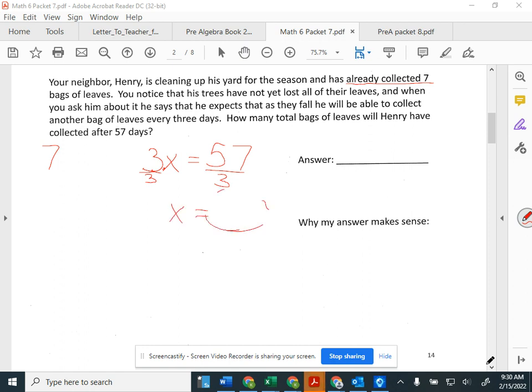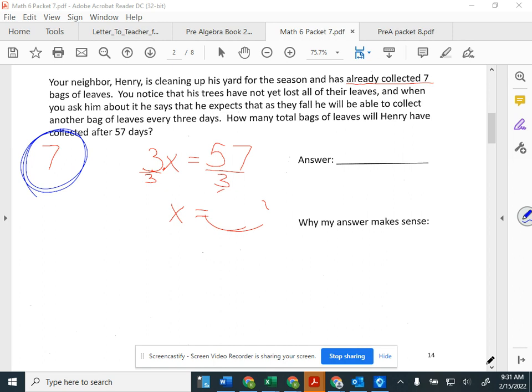But what x equals when I divide 57 by 3, is that my answer? Why not, Zoe? Yeah. What else does he already have? He has 7. He already has 7 bags. Can't forget about the 7 bags that he starts with. So he has 7 bags, and then he's collecting every 3 days.